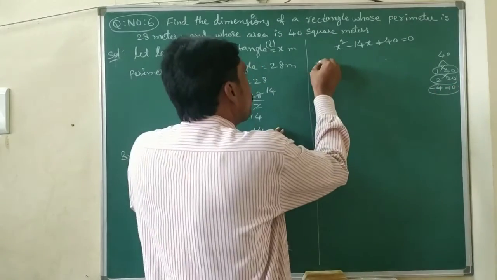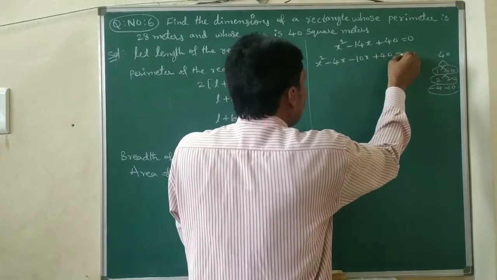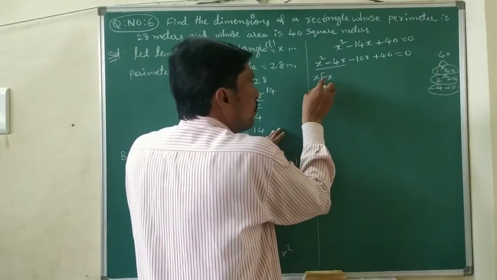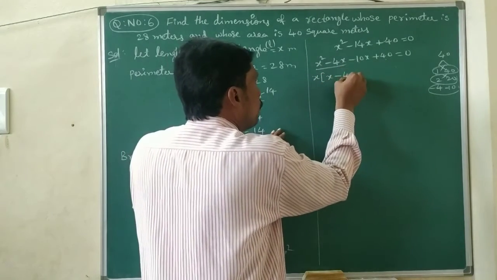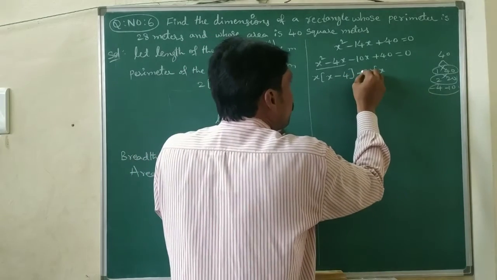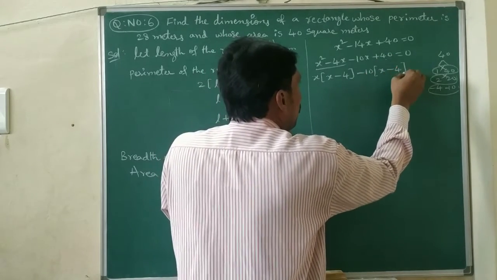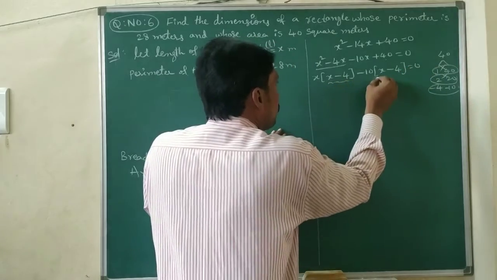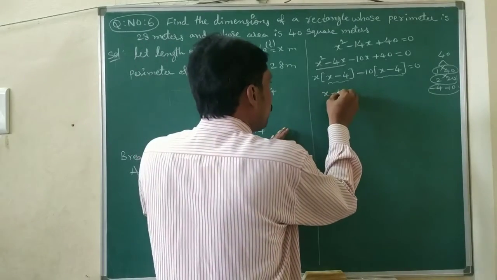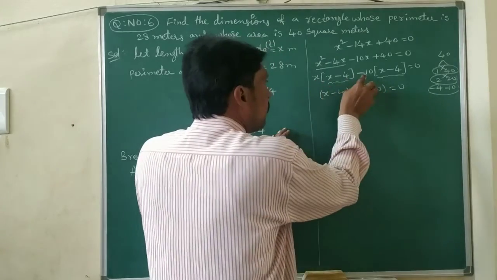So now x square minus 4x minus 10x plus 40 equals 0. In the first two terms we take x common. Taking x common, x remains, minus 4. Here we take minus 10 common. Taking minus common means we need to change the sign, minus into minus is plus 4. Overall common is x minus 4 and x minus 4. That one we take common. X minus 4 we took common, and what remains is x minus 10.